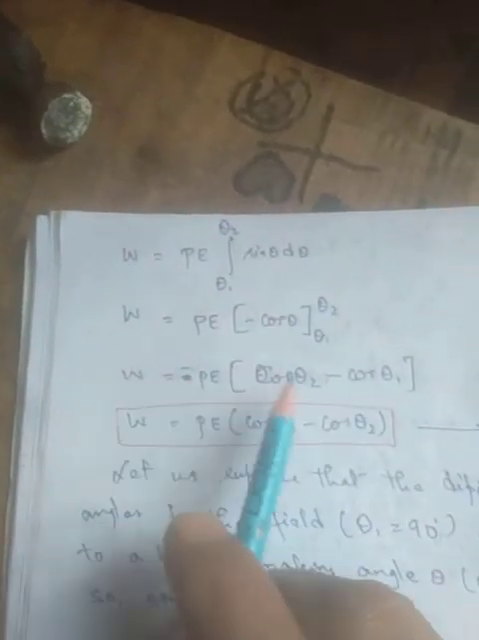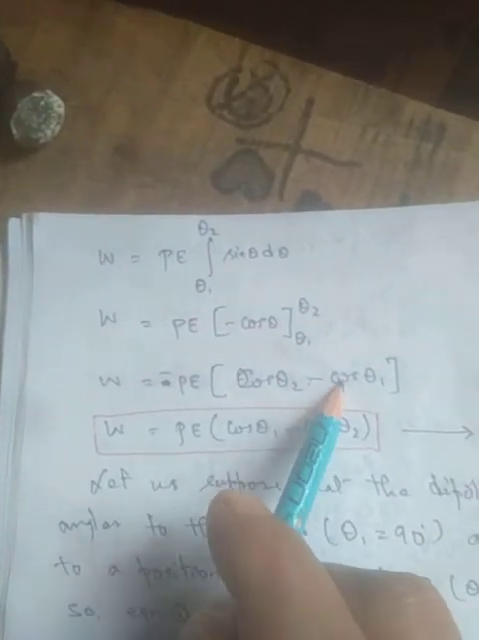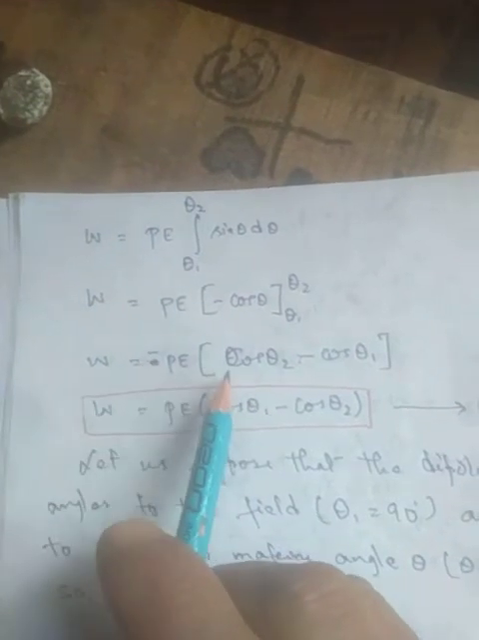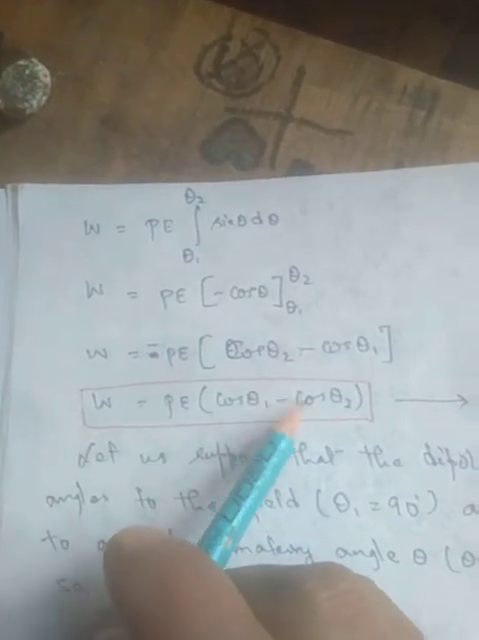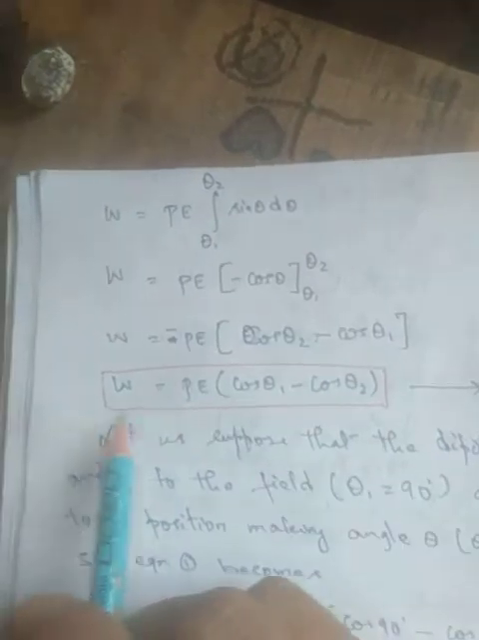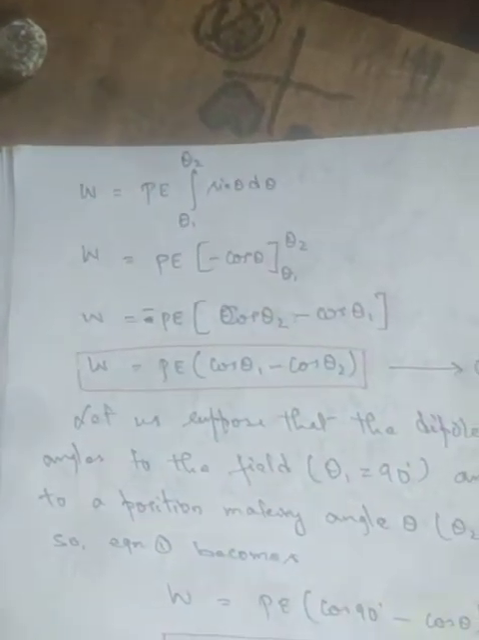Now I will insert this minus inside. If you multiply this minus, then minus into minus will be plus, so cos theta 1 is positive, and minus into plus is minus, so cos theta 2 is negative. So this is actually the work done to rotate the dipole from the positions theta 1 to theta 2.